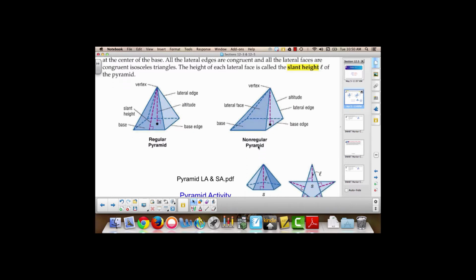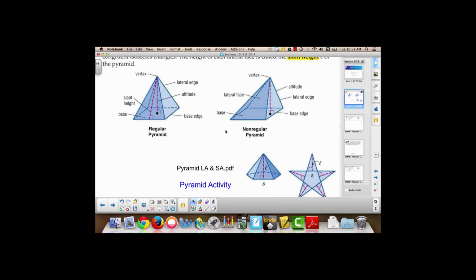When you have oblique or non-regular pyramids, the slant height is not the same for all of those triangles. So there's not one slant height for your pyramid. When we come up with formulas, we will be working with only regular pyramids, which have a regular polygon for their base, so that all the lateral faces are congruent isosceles triangles.